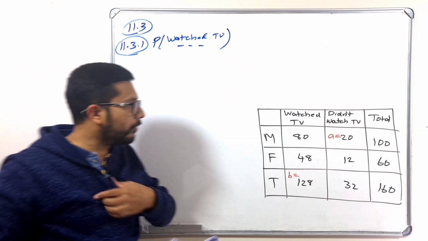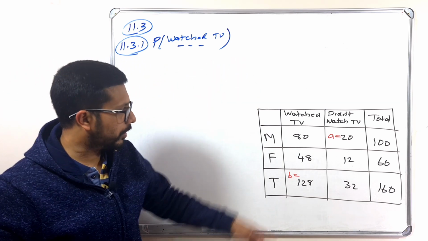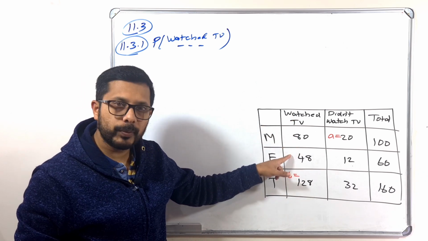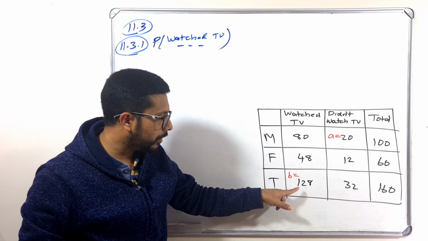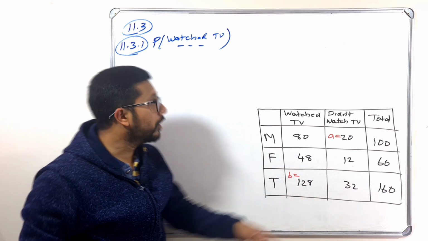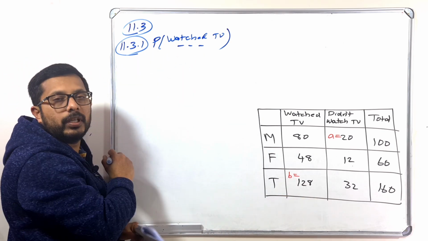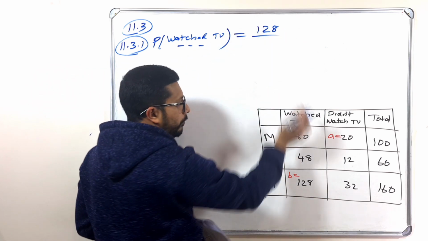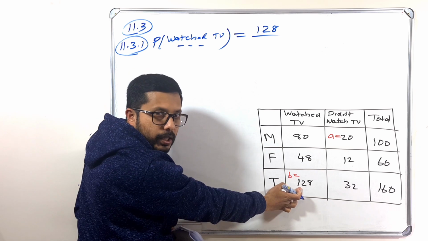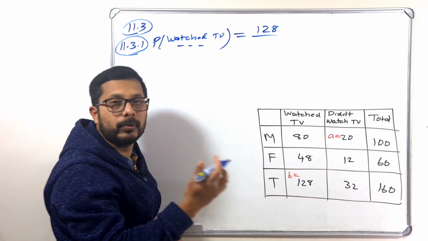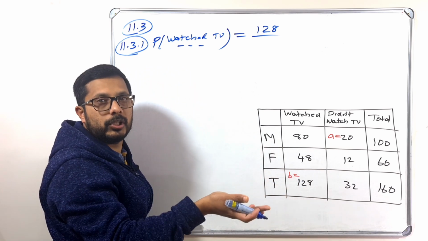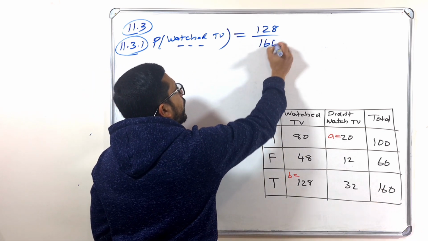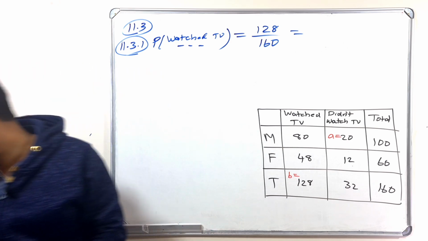So how many people watched TV during the period of examination? Look at this one. This is watched TV. They are not talking about male or female. In total, how many watched TV? 128. So the probability of watched TV during the period of examination is 128, because total watched TV is 128, divided by total how many students? 160. So divided by 160. You can check in your calculator what is the answer.